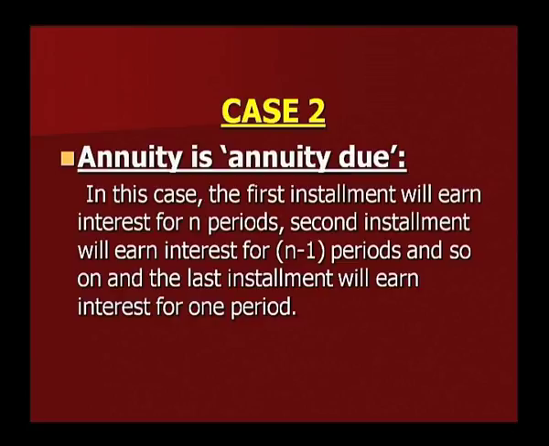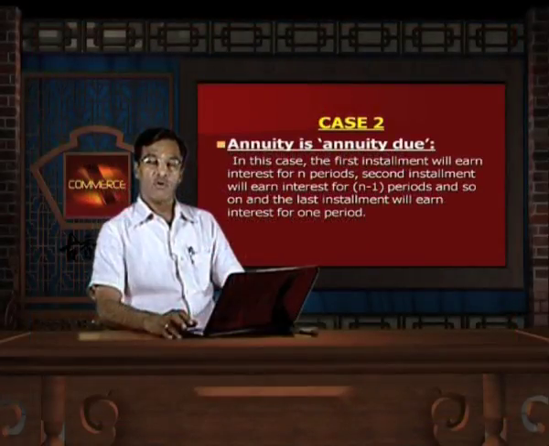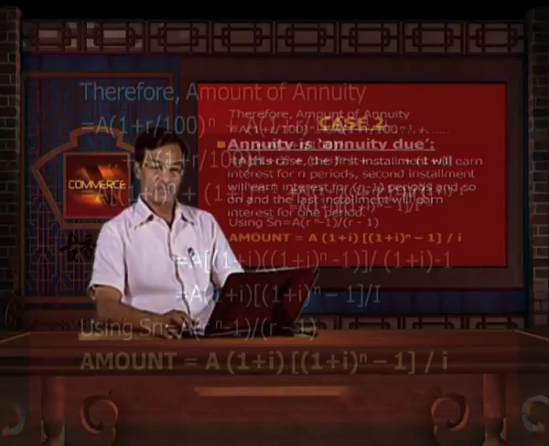In this case, the first installment will earn interest for n periods, second installment will earn interest for n-1 periods, and so on. The last installment will earn interest for 1 period. Here in this type of annuity due, the interest is calculated at the starting of the year. Therefore, the first installment remains for n periods, second installment remains for n-1 periods, and the last remains for 1 period. So, we calculate the interest on these periods as follows.